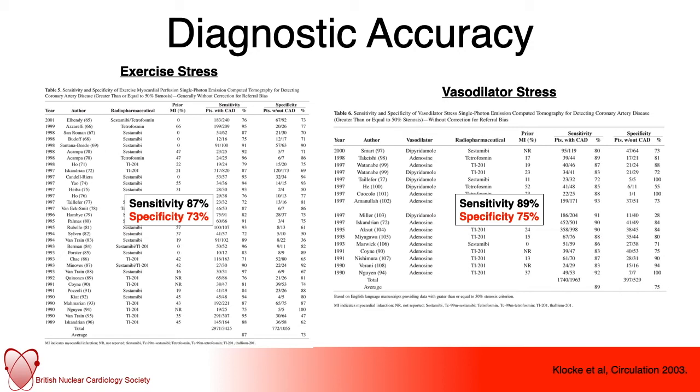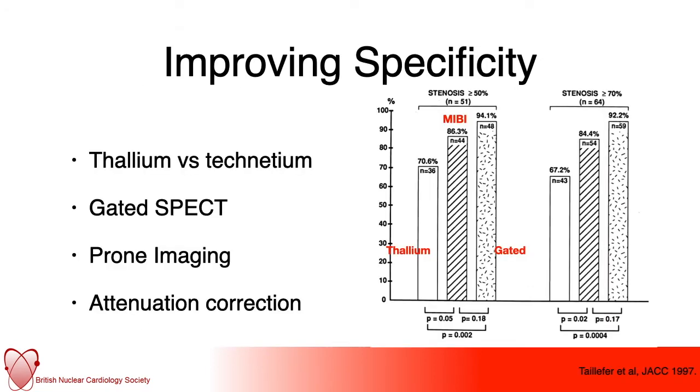But the sensitivity wasn't bad, so 87 to 89%, so that's pretty good, pretty respectable, very comparable to other modalities. The specificity, however, so our ability to correctly identify those patients without disease, could be better. So the mid-70s is not really where we'd want it. So how can we improve upon that? Well, I already alluded to one way.